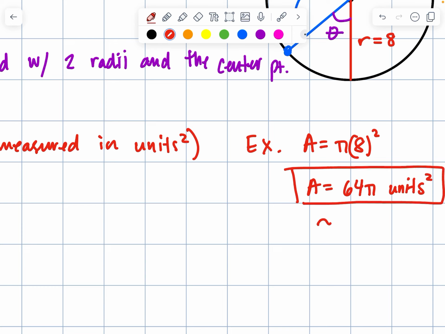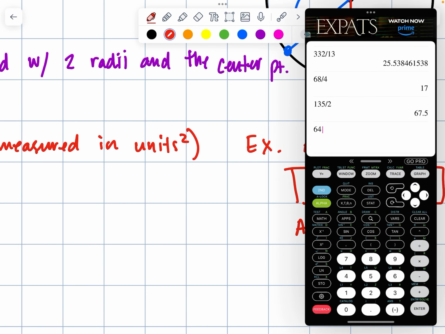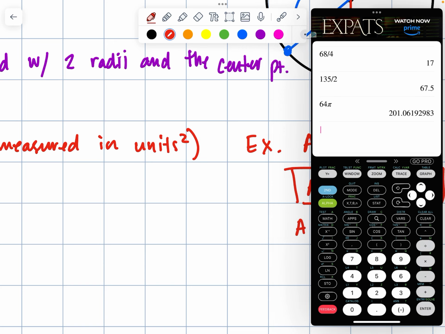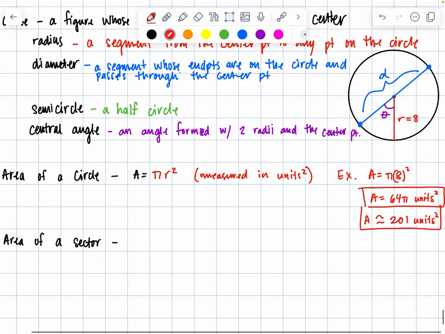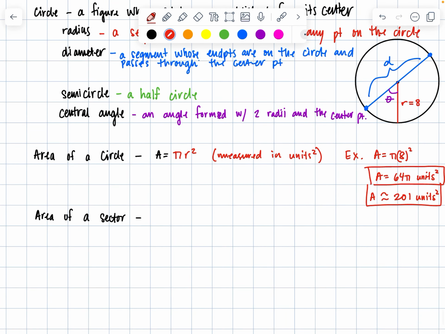If I ask you for an approximation of what the area is, I would take 64 and multiply that by pi. If you don't know where pi is, it is in blue, the up arrow right above the division symbol. 64 times pi is 201.0, so approximately 201.0 units squared. All right, so there we have it.